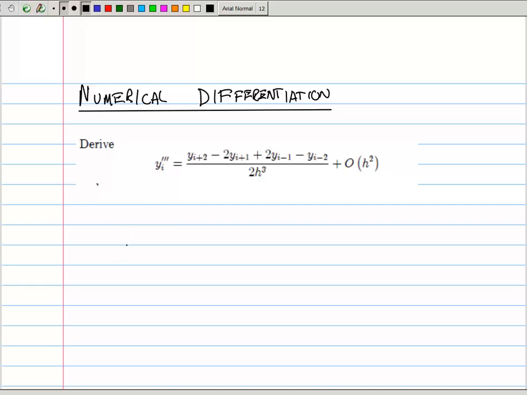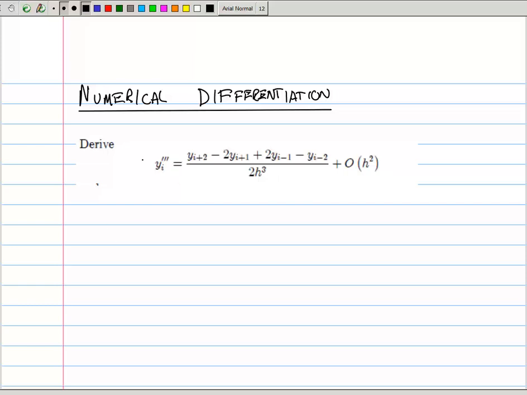Hi everyone, today we're going to be looking at numerical differentiation. For the purposes of these videos, I'm going to do a quick derivation of one of the questions to give a breakdown of how everything works. And then I'm going to do a second video where we're going to look at the application of it.